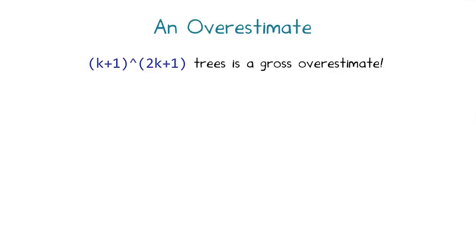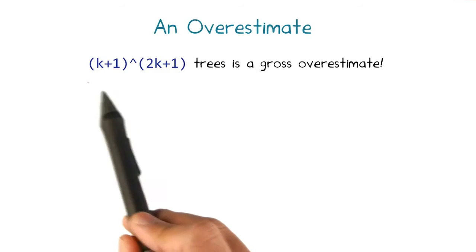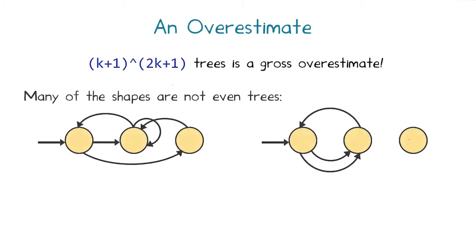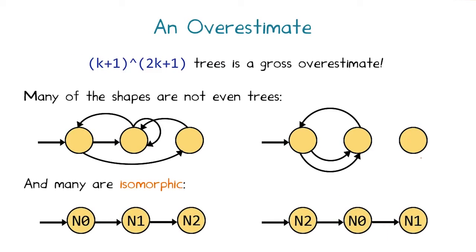As you may have guessed, our count of (k+1) to the power 2k+1 trees is a gross overestimate of the number of binary tree objects we'd really be interested in testing. Many of the structures that would be created by systematically filling in every possible value for left and right in the node objects would be disconnected or contain cycles and therefore would not be trees. Additionally, many of the trees that are created would be essentially the same. They would be isomorphic, indistinguishable for the purpose of testing.